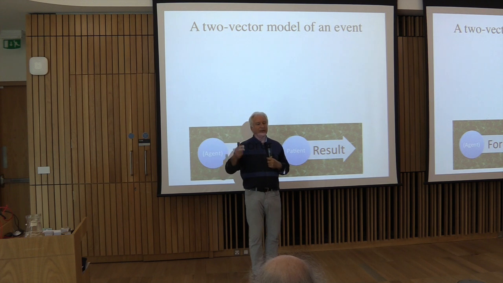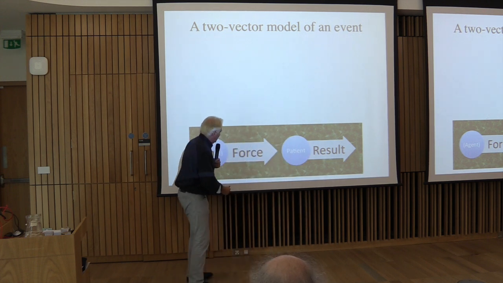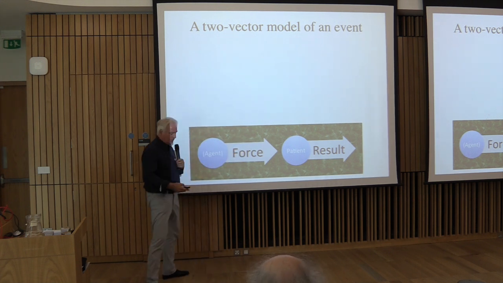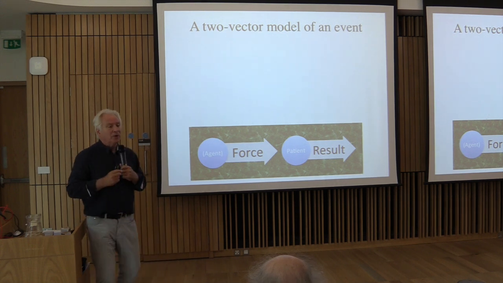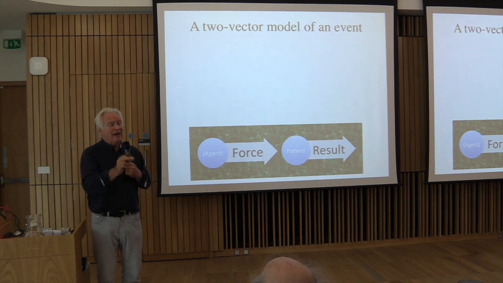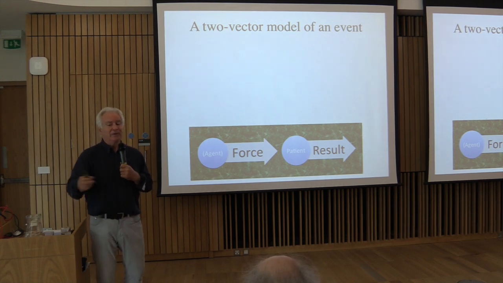Okay, if the event is a state, there is no change, but that's a marginal case. Very often, there is an agent that causes the force, but it's not obligatory. There are cases where there are no agents, as you will see. So this is my basic model. An event is a force vector acting on a patient, giving a result. That's what an event is.